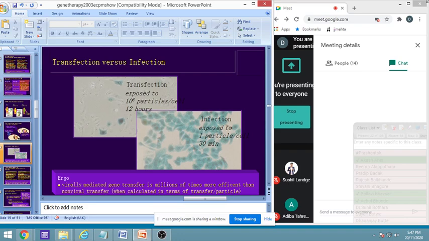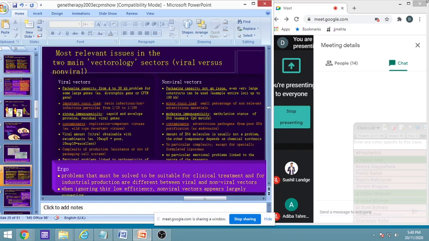Okay, transfection is a sort of infection which is comparatively more efficient. It is exposed to 10 to the 6 particles per cell in 12 hours. Infection is exposed to 1 particle in 30 minutes. So this much more transfection is the expected rate. Infection is when a whole bacterium or virus is invading. Here transfected means when we are just inserting a gene or any genetic product, we call it transfection. Now there are most relevant issues in the vectorology sector.